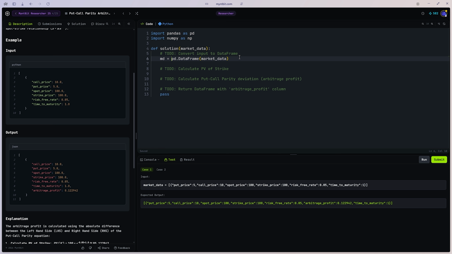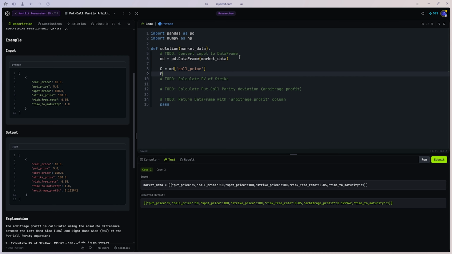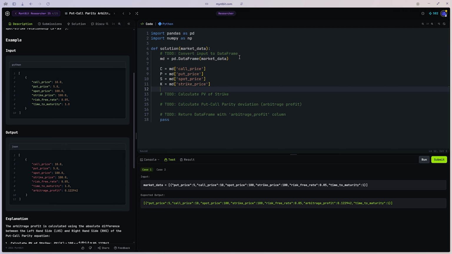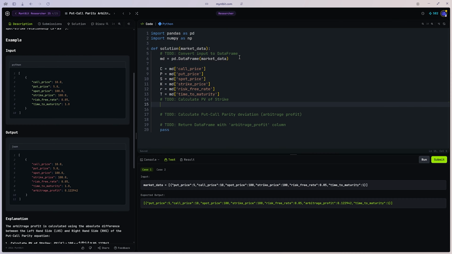So this is market data, and all we're trying to find is the call price, put price, stock price, strike price, the risk-free interest rates, and then time to maturity. And so we have all this information. Following the to-dos makes it easy. I'm just trying to be as verbose as possible so it's easy to understand what is going on, what type of equation I'm using, and how everything is working.